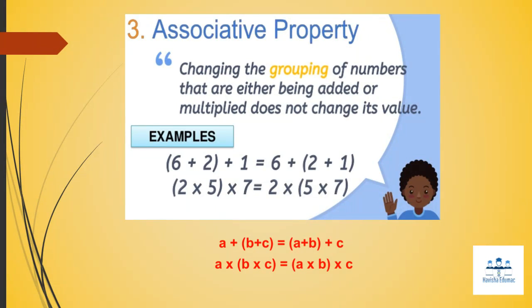The third property is associative property. Changing the grouping of numbers that are either being added or multiplied doesn't change its value. That is, a plus (b plus c) is equal to (a plus b) plus c. a into (b into c) is equal to (a into b) into c. For example, 6 plus (2 plus 1) is equal to (6 plus 2) plus 1. 2 into (5 into 7) is equal to (2 into 5) into 7.